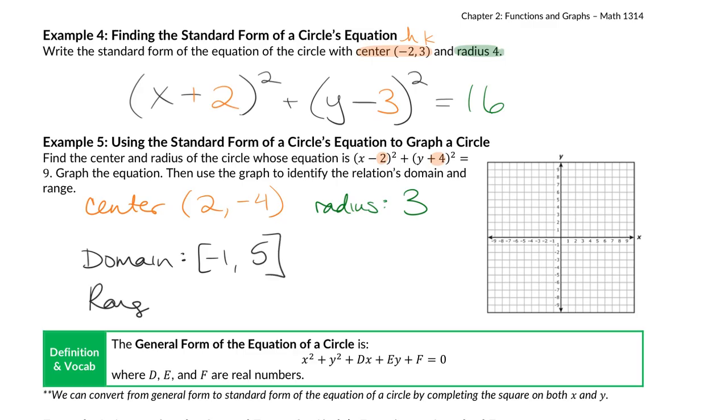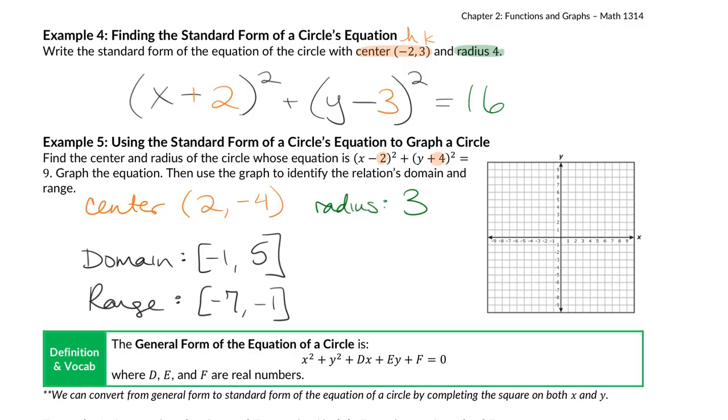Let's talk about our range. Range is the y's, so now we're going to subtract 3 and add 3 to the y coordinate. What's negative 4 minus 3? Negative 7. And then what is negative 4 plus 3? Negative 1.